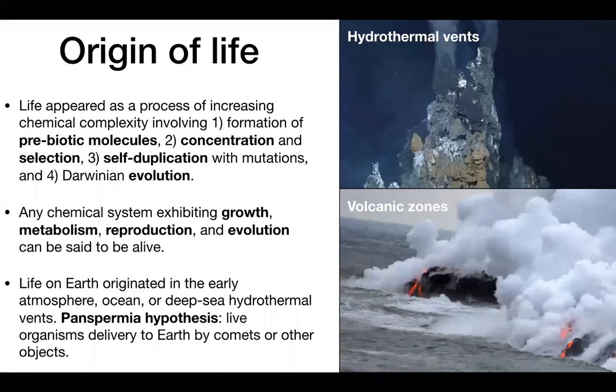Although the origin of life on Earth is unknown, hypotheses include a chemical origin in the early atmosphere and ocean, deep sea hydrothermal vents, volcanic zones, and delivery to Earth by comets and other objects. The early atmosphere and ocean were very different compared to today's. The oxygen-free atmosphere produced a reducing environment with abundant methane, carbon dioxide, sulfur, and nitrogen compounds. This is what the atmosphere is like on other bodies of the solar system, like Venus, for example.